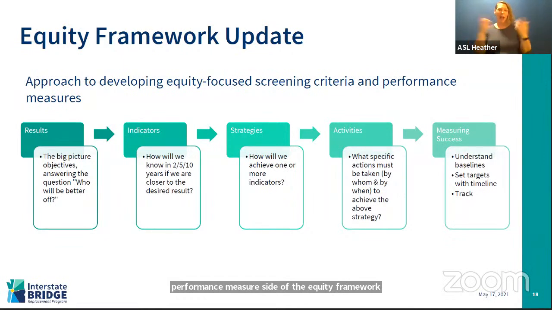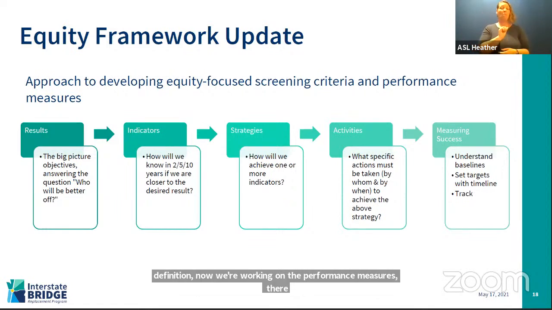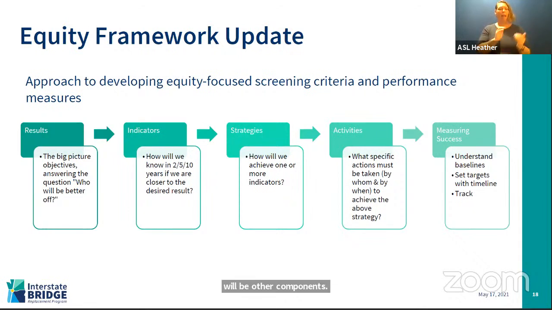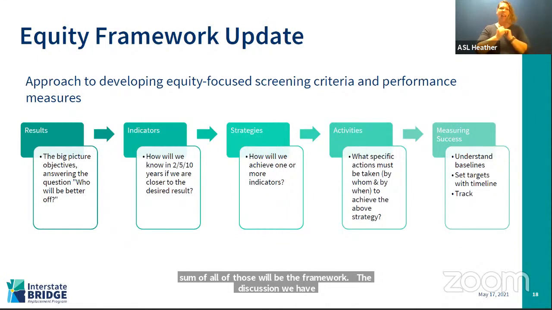What we've been working on are various components. We worked on the definition, and now we're working on the performance measures. There'll be other components. The sum of all of those elements will be the equity framework. Part of the discussion we'll need to have with the EAG once we're complete with the framework, as well as while we're developing these measures, is how do we actually operationalize the framework?